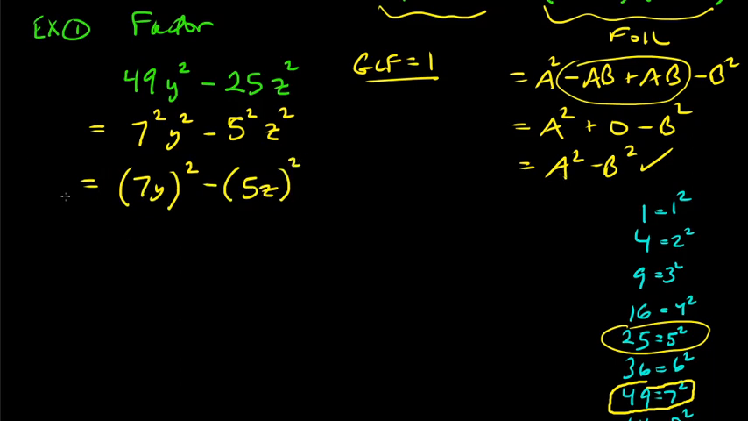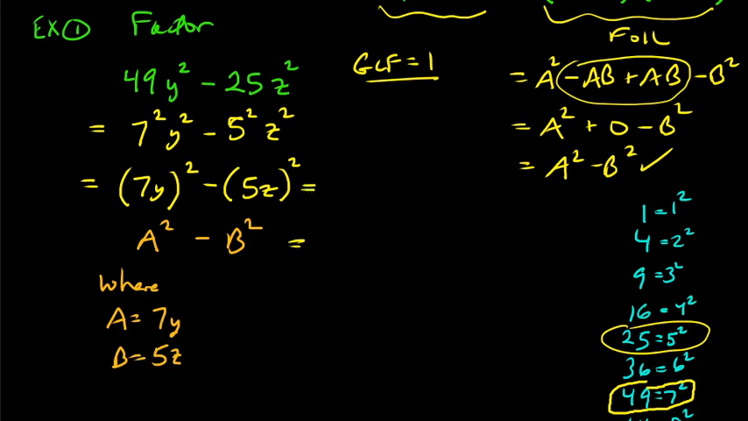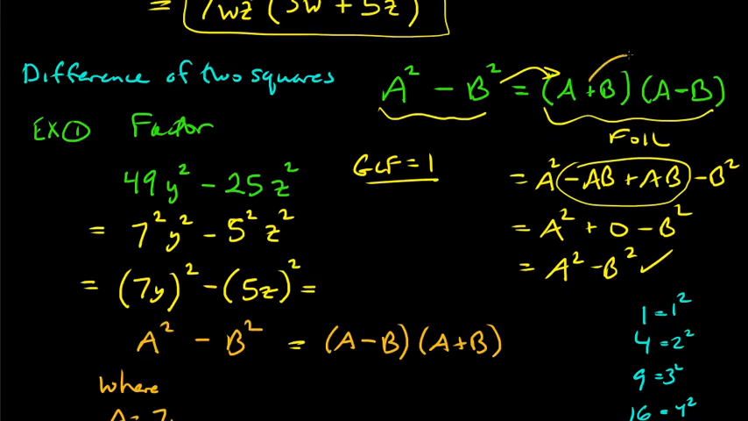Okay, so writing it this way, it should be a little more clear that this is a squared minus b squared, where a in this case is 7 times y, and b in this case is 5 times z. Okay. So remember, a squared minus b squared factors as a plus b times a minus b. Actually, I'm going to put the a minus b first. So a minus b times a plus b. Right, remember, order doesn't matter, so if you switch the signs around like this, not a problem.